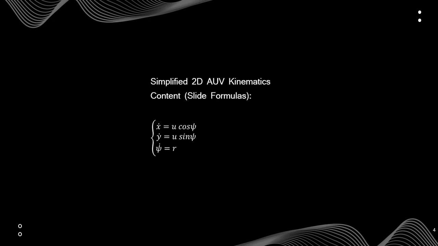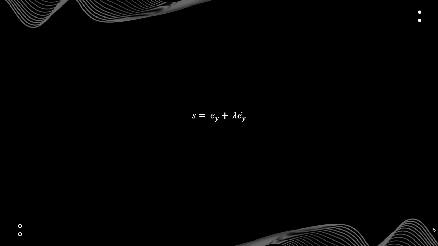For simplicity, let's consider motion in 2D. X and Y are the positions. Phi is the heading angle, U is forward speed, and R is the yaw rate, which is our control input. The sliding surface is defined in terms of the cross-track error, EY. If this sliding variable goes to 0, it means the AUV is exactly on the path.